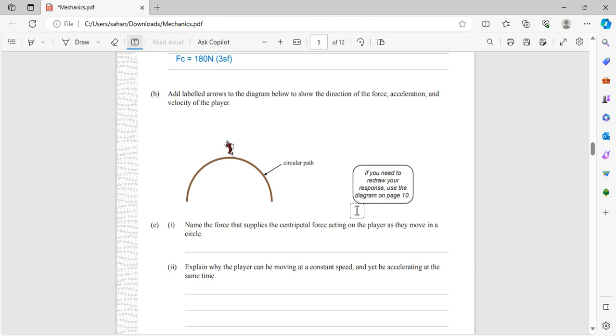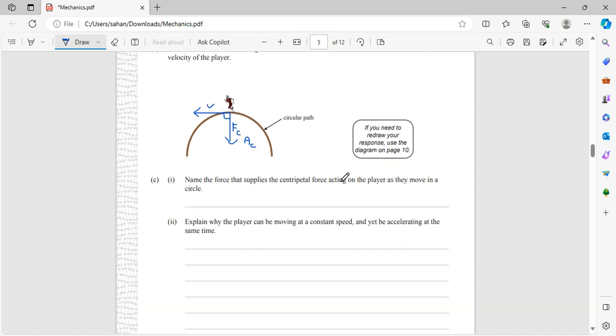Add labeled arrows to show Fc. Okay, cool. This is the classic question where they ask you to draw the arrows. First thing you want to put an arrow like this to the center. Sorry, and so that is going to be both Fc and ac. Fc, ac, they're both to the center. That's why it's called centripetal. And then you have the velocity, which is at a tangent to the circle. I'm getting nice straight lines today. So that's your velocity there. And it's at a tangent, it's 90 degrees to this. You don't need to draw the 90 degrees, I'm just doing it to show you. And that is pretty much it.